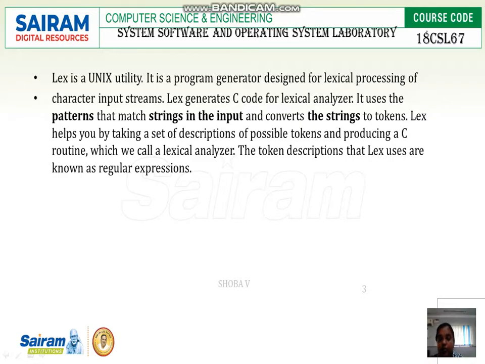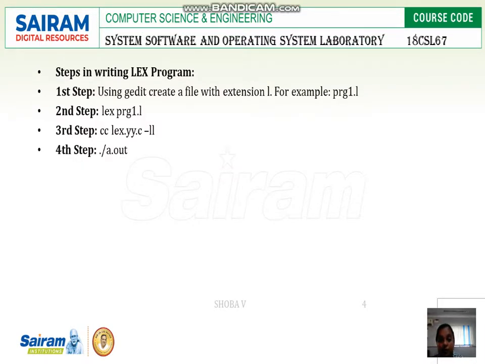After the definition section, we use the rule section, which is followed by the regular expressions. So these are the steps in writing a LEX program. The first step: using gedit, we create a file with the extension .l, for example filename.l. The second step is lex filename.l, and for compiling we use the C compiler: cc lex.yy.c -ll. To run the program we use ./a.out.